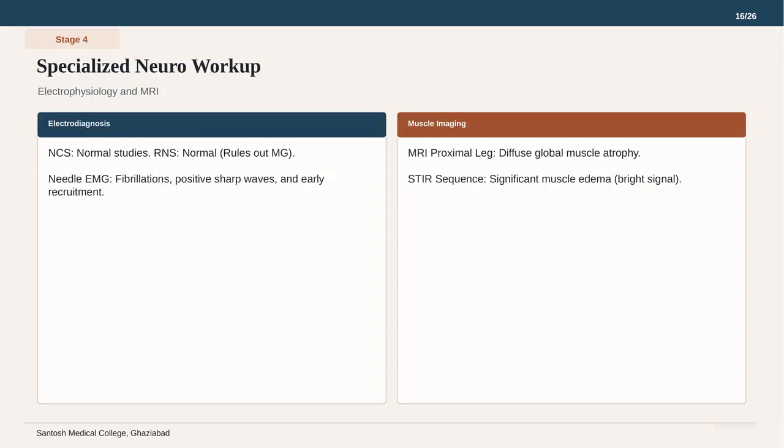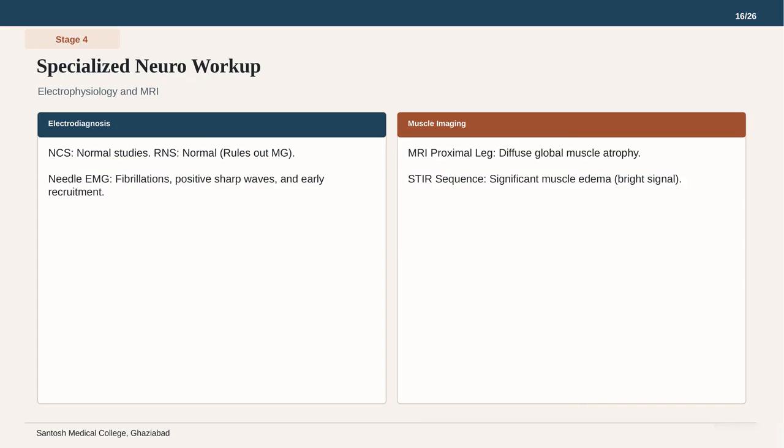Stage 4 brings us to the specialized neuro workup, looking at the electrodiagnosis on the left. Nerve conduction studies and repetitive nerve stimulation were normal, which effectively rules out myasthenia gravis. However, the needle EMG showed fibrillations, positive sharp waves, and early recruitment. These findings are characteristic of an irritable myopathic process.